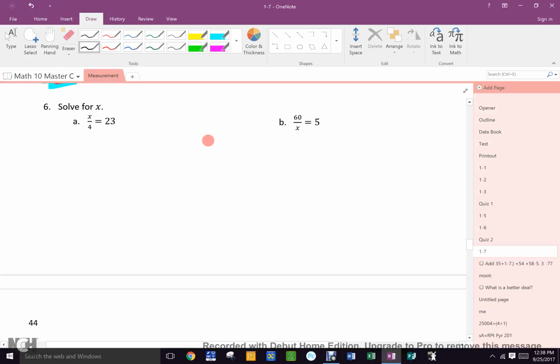Well, what do you see here? X divided by 4. So what do you do? Times. What happens to those two 4s? They cancel. And I get x equals, what do I got to do to 23? Multiply by 4. See, you just said divide by 4. Yeah. And the answer is 92, right? Okay. Now, how do I do that one then?